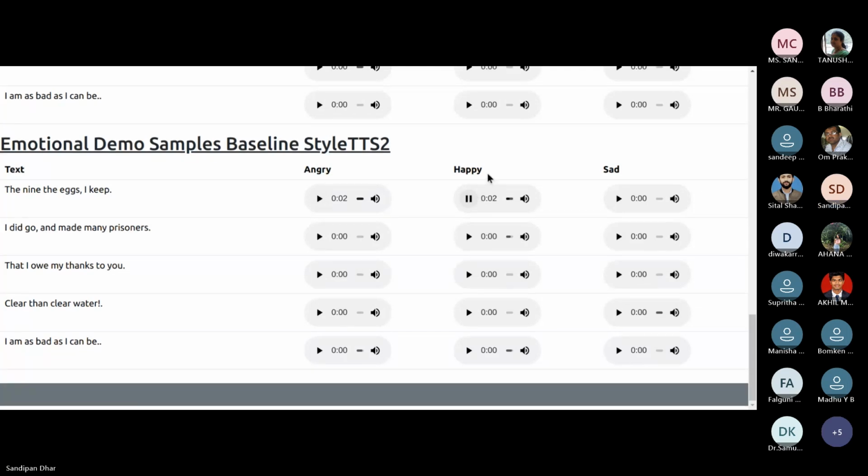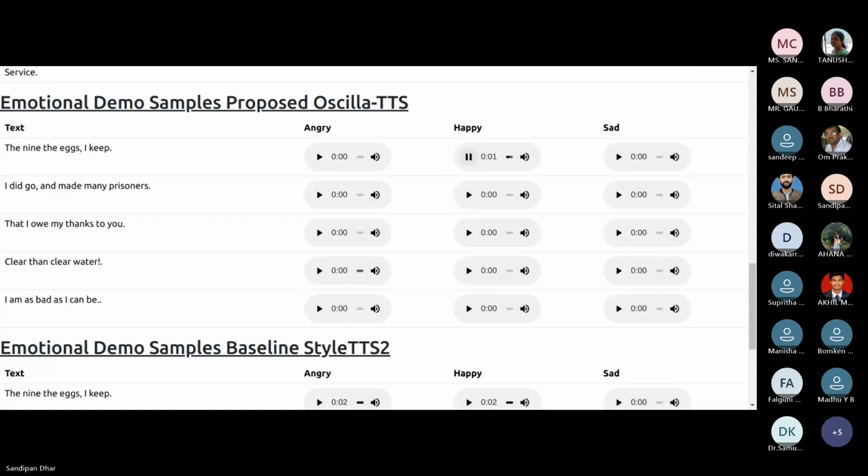Say for example, this is for style TTS. The 9 the eggs I keep. The 9 the eggs I keep. The 9 the eggs I keep. The 9 the eggs I keep. This is for angry. The 9 the eggs I keep.